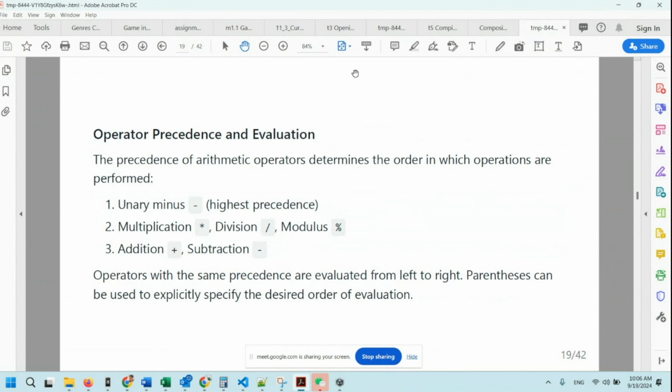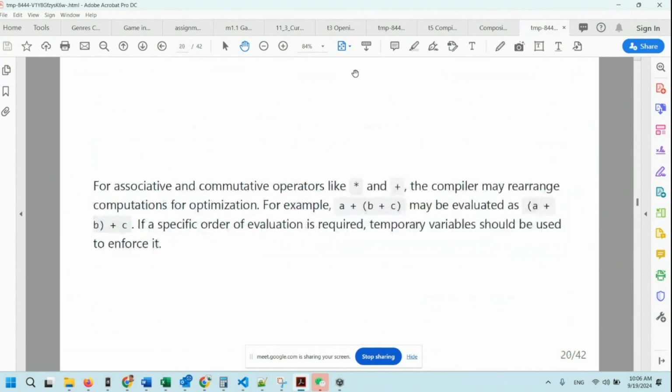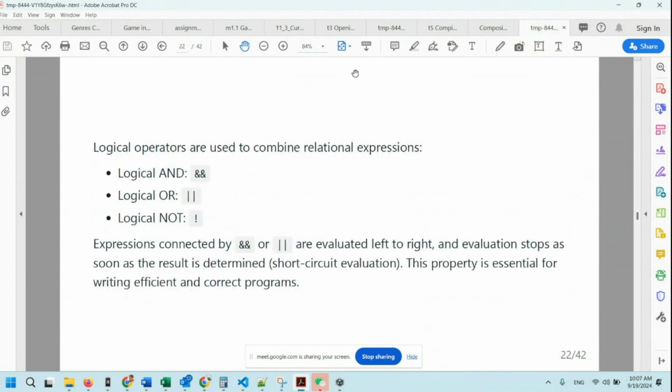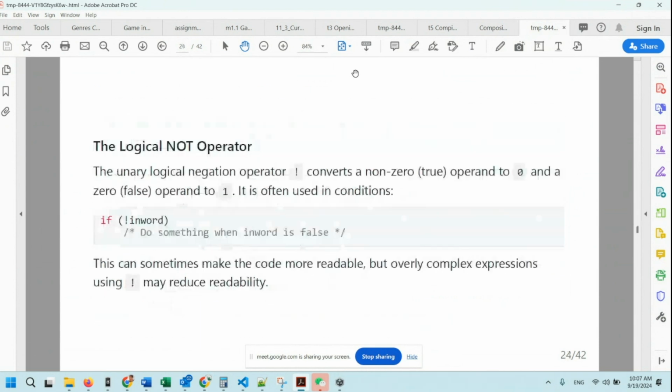Precedence, so which one will be evaluated first, right? The unary minus is first, then the multiplication, division, modulus go after from left to right, and then addition and the subtraction, right? Relational and logical operators, we have talked about that as well. All right.